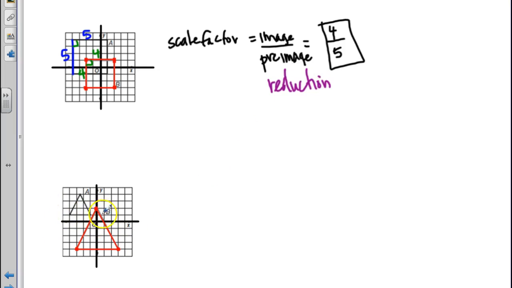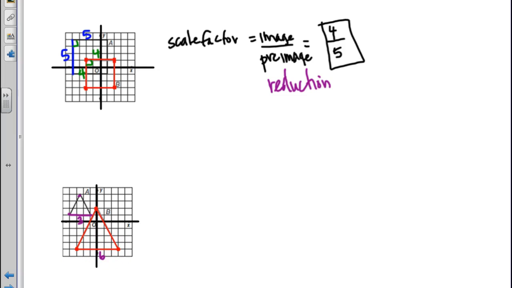All right, let's look at this next one. The black triangle is the pre-image, red is the image. We need side lengths. All right, so we see this one is 3.